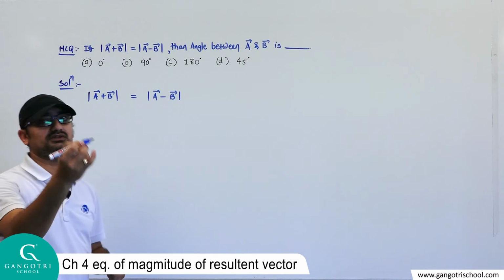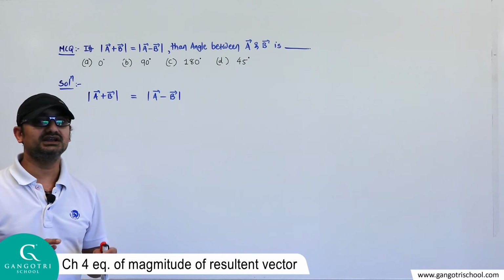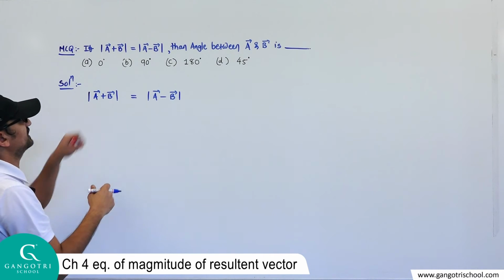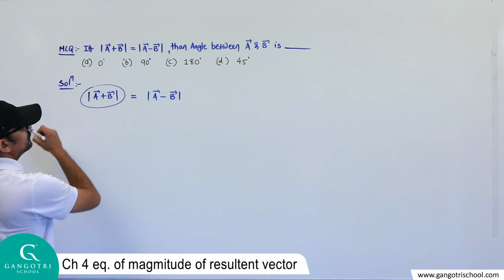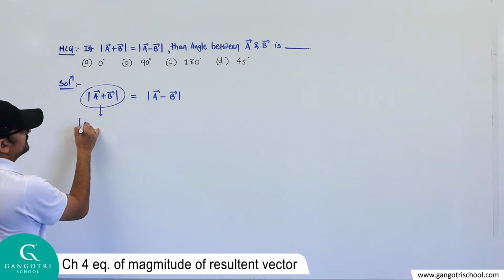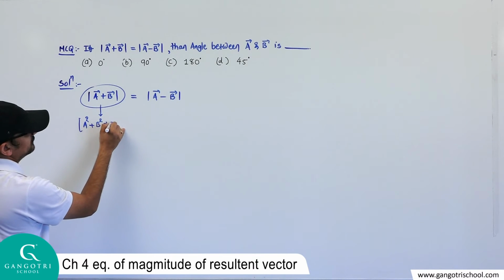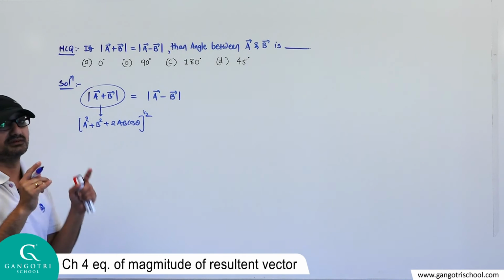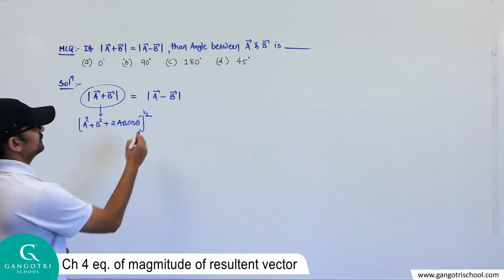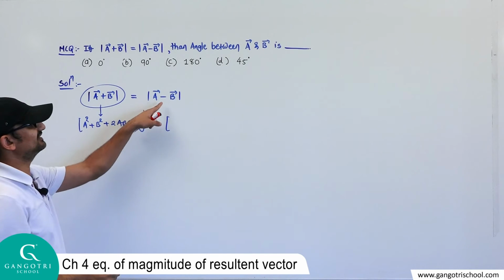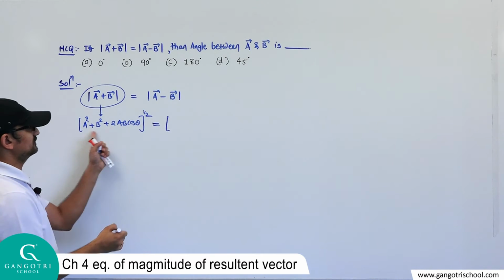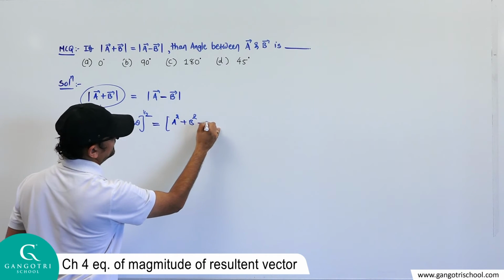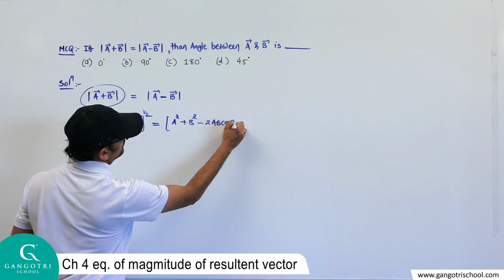Just some time before, in the previous example, we already derived the magnitude of the resultant vector. This is the magnitude of the resultant of A and B. We can write it in this way: (A square plus B square plus 2AB cos theta) raised to 1 half. This should be equal to, now on the right hand side there is a subtraction of A and B. So in case of subtraction the equation can be written in this way: (A square plus B square minus 2AB cos theta) raised to 1 half.